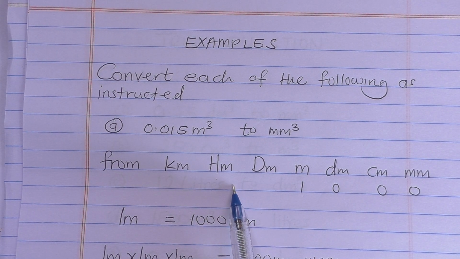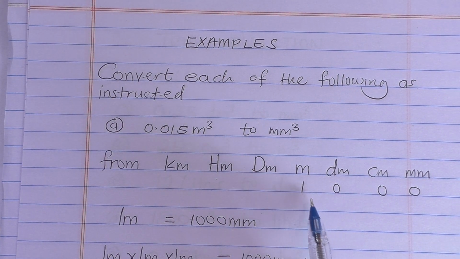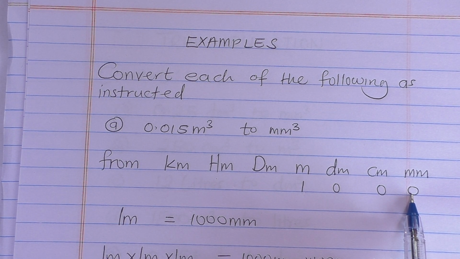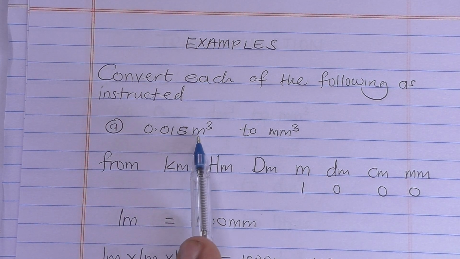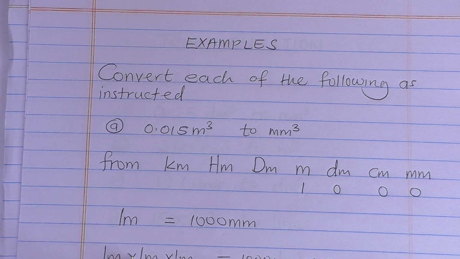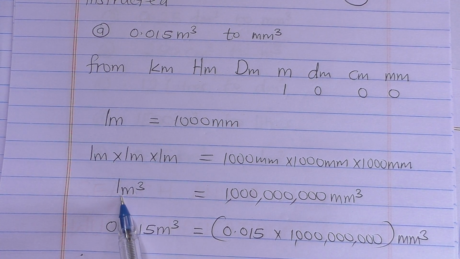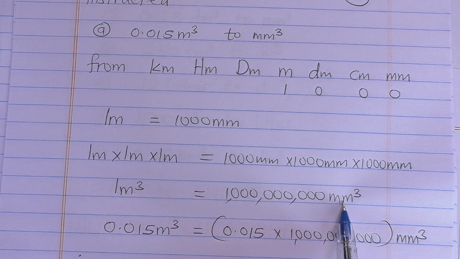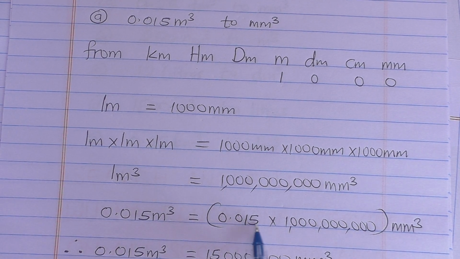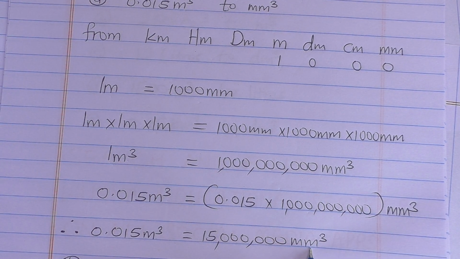So from the formula we can always get the equivalence of one unit in terms of the other. For instance, 1 meter is equivalent to 1,000 millimeters. And therefore, since we want to change 1 meter cubed to millimeters cubed, but we have 1 meter equaling 1,000 millimeters, we shall cube both sides. We cube by multiplying 3 times. So that gets us 1 meter cubed equaling 1 billion millimeters cubed. What about the 0.015 meters cubed? That would be 0.015 times 1 billion in millimeters cubed, hence giving us 15 million cubic millimeters.